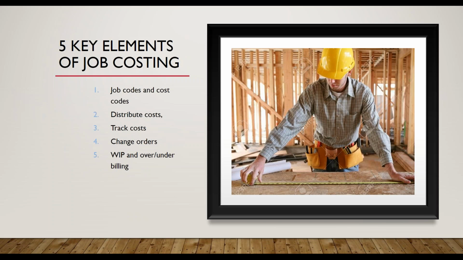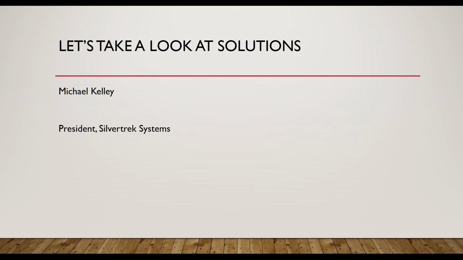So in review, the 5 elements: establish job phase cost codes, distribute the cost to the GL, track the costs with good reports, key reports like the billing and overrun job billing, over under billing, and commitments. Put a change order process in place and follow it, and then do the WIP and over under billing. Just do that process.